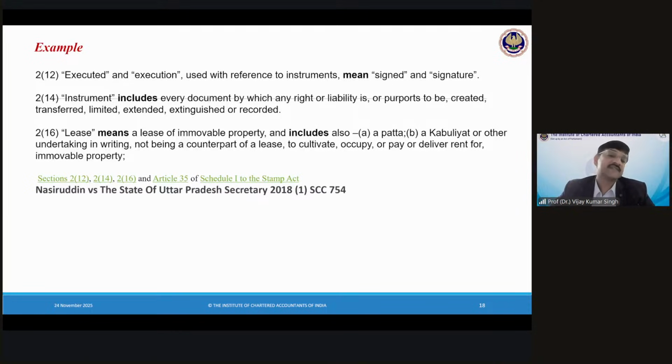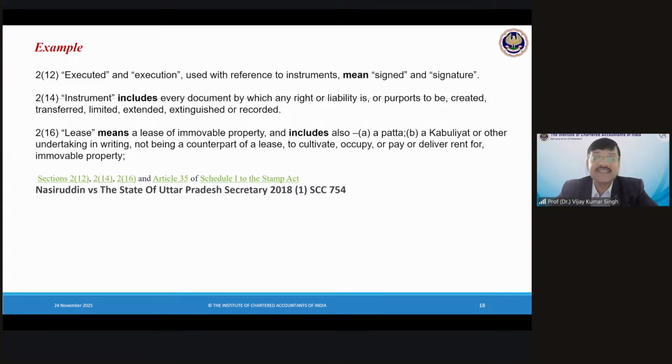Some more examples we can have a look at. Section 2 subclause 12 defines executed and execution, used with reference to instruments, to mean signed and signature. Similarly, 2 subclause 14 defines instrument: it includes every document by which any right or liability is or purports to be created, transferred, limited, extended, extinguished, or recorded.